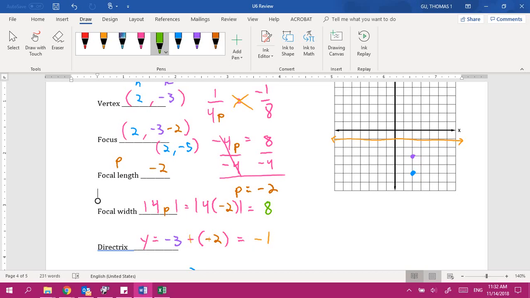Focal width. You split it in half, right? And then what do we do with that? Right, so 4 both ways from your focus. So is it going to go left and right or up and down? Left and right. So 1, 2, 3, 4. There's 1 point. And the other way, 1, 2, 3, 4. And that's a total of 8. So that's your focal width, right? Now I have my 3 points to graph. And so your graph would look like this. And that would be it.